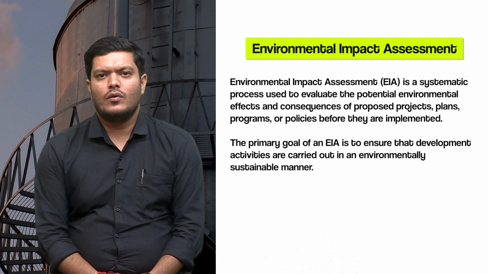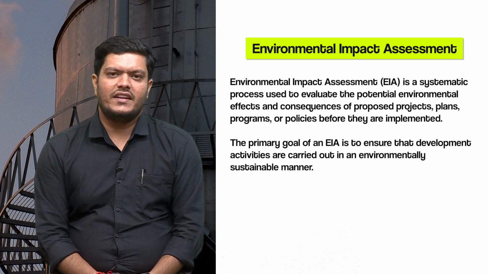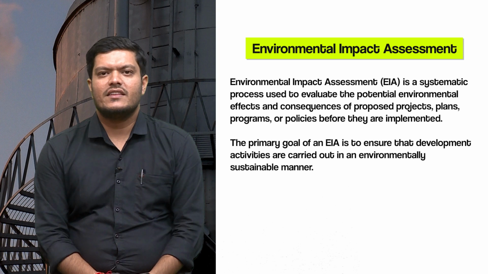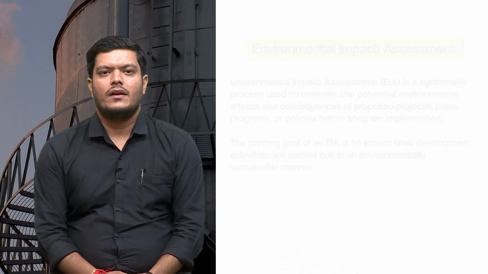The primary goal of an EIA is to ensure that development activities are carried out in an environmentally sustainable manner. Here's an overview of the key components and steps involved in the environmental impact assessment. The process begins with scoping, where the project's boundaries and objectives are defined.